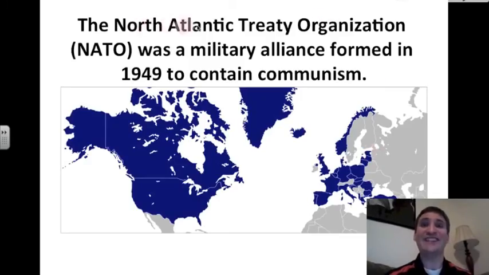The North Atlantic Treaty Organization, or NATO, was a military alliance formed in 1949 to contain communism. And all of the countries in blue are NATO countries. So Canada, the US, most of Western Europe, and NATO's headquarters are in Brussels, Belgium, right here.